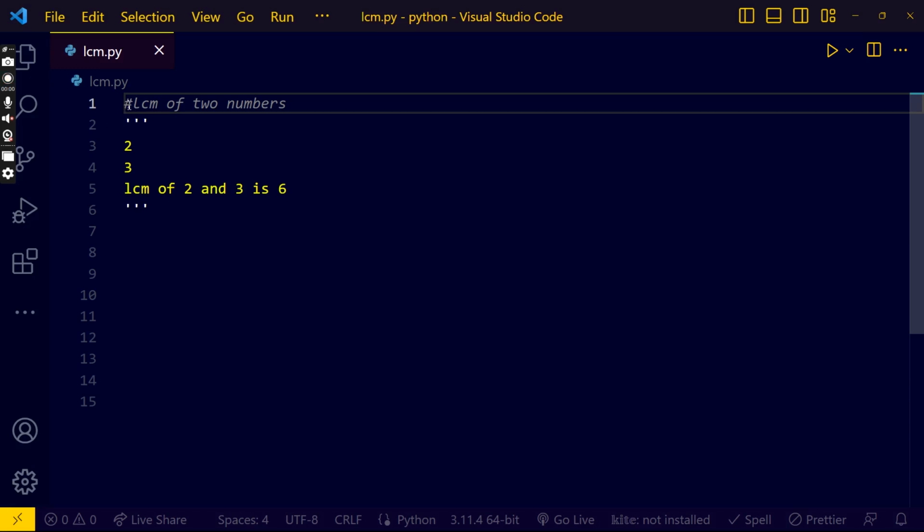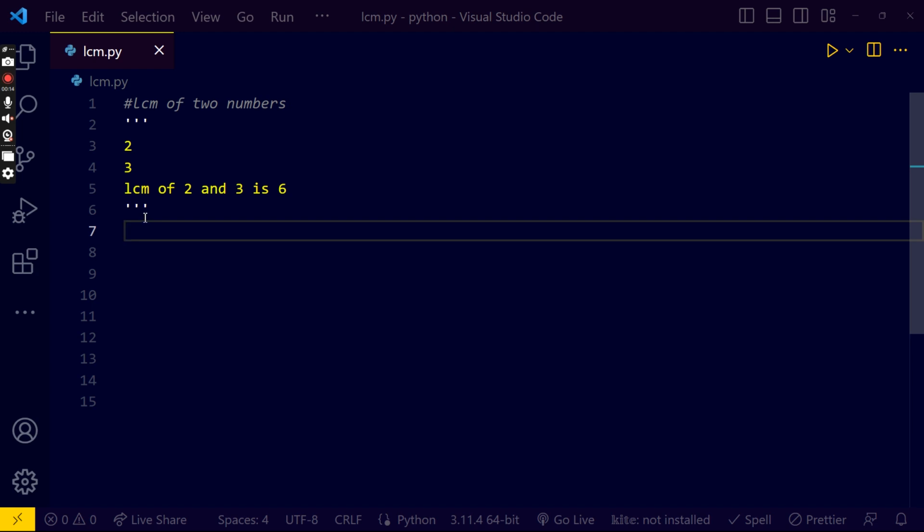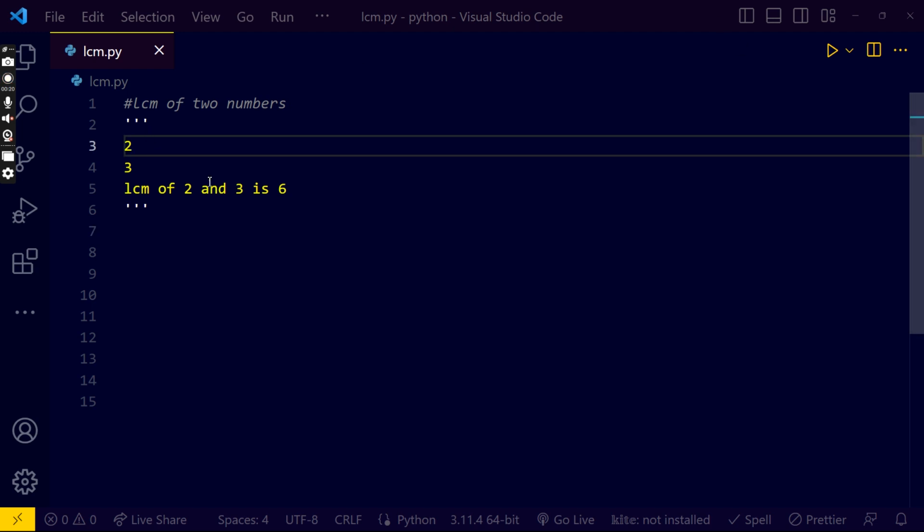Hi guys, in this video we discuss the LCM of two numbers. I think you learned this concept when you were in fifth standard. Some may have learned it in fourth standard, but some people don't know how to implement this logic in programming. Let us implement this LCM of two numbers program.